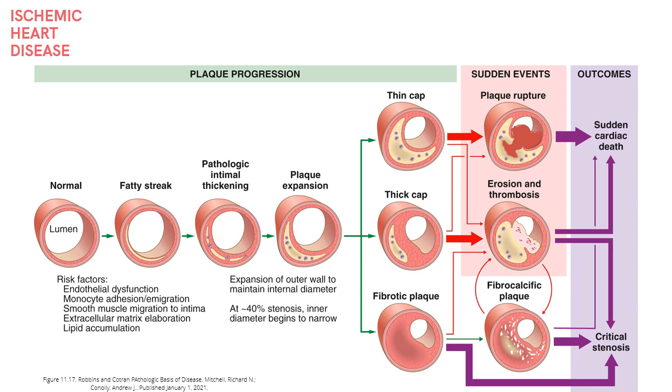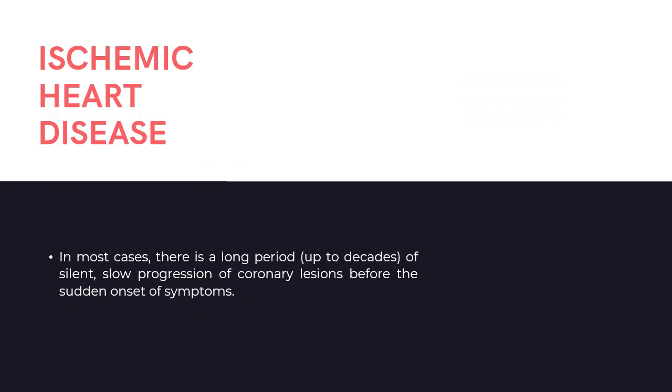Or the erosion and the thrombosis, together with calcification and fibrosis of the plaque, can lead to critical stenosis, where chronically and gradually blood flow to the myocardium is decreased, okay, steadily but continuously until such a point in time is reached when blood flow is about 25% of what was normal or 20% of what was normal. Okay, and here the patient lives but continuously experiences chest pain and continuously the heart is failing. Okay, so in most cases there is a long period of silent, slow progression of coronary lesions before the sudden onset symptoms.